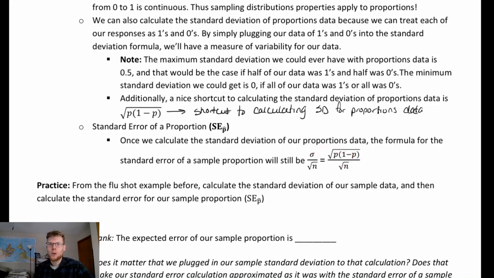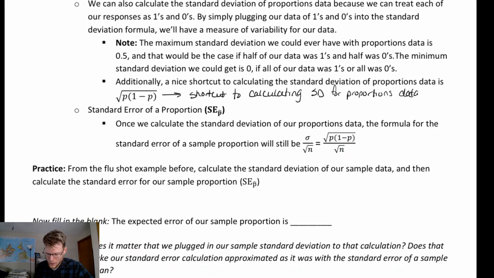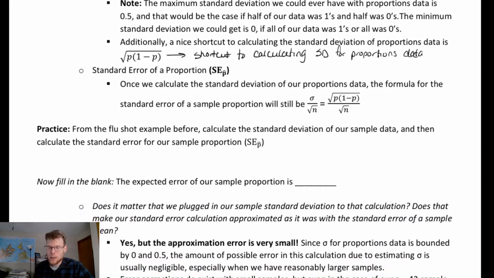So if we know our population proportion, which again, we're not going to know, but we'll see that in just a second, then we could plug that in to calculate the variability in our sample proportion here. Okay, so using that, let's go ahead and go back to the flu example.